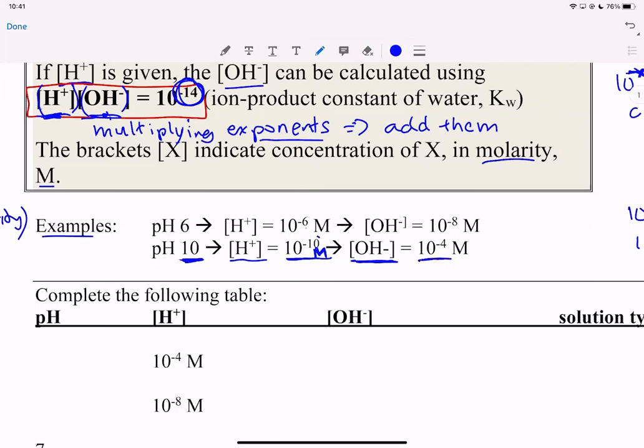It's going to be a power of 10, so that those powers of 10 add up to -14. So -10 plus -4 is how you can get to -14. And that's 10 to the -4 in molarity, because it's still talking about a concentration. And that's what those square brackets indicate: the concentration of whatever is in those brackets, in the units of molarity.